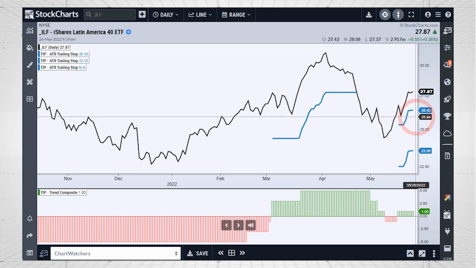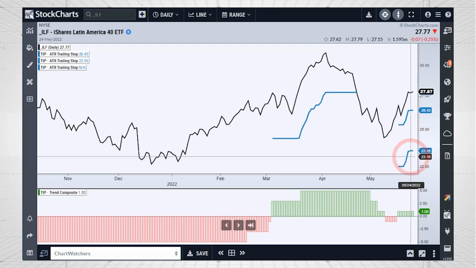And so I would imagine that if we move down below 26, that could turn the Trend Composite negative again, and that would be an exit. So you wouldn't have to wait for a move all the way below 23.55. So that is something to consider.